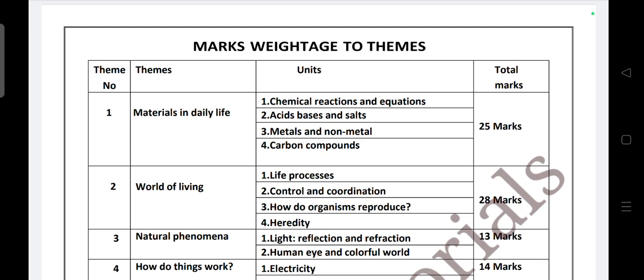This is SSLC Science English Medium, very important questions. If you do this much, you can score above 70. So let's get started. First is weightage.